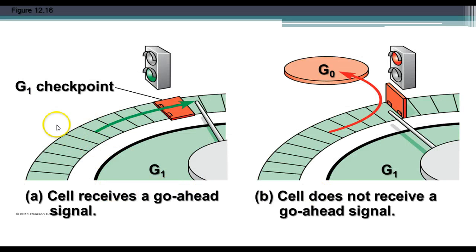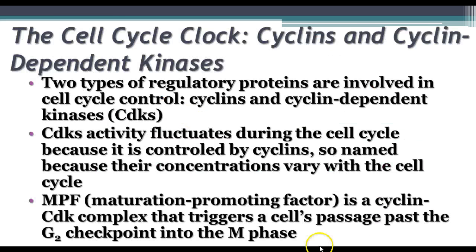So if the cell gets the go ahead, it goes on into the S phase, and if it doesn't, then it goes into the G0 phase. There are two kinds of proteins that are involved in this. They're cyclins and cyclin-dependent kinases. Remember, cyclin-dependent kinases, any kind of kinase, is going to work by causing some action to occur, oftentimes by phosphorylation.